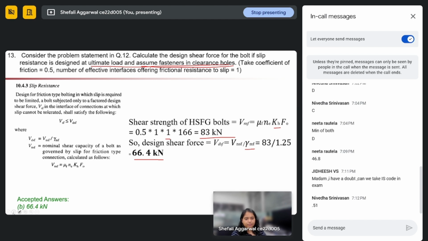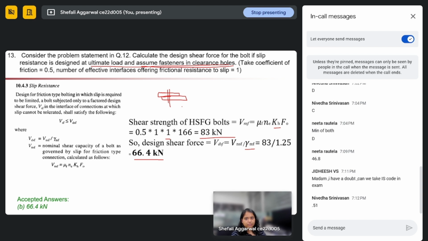Regarding the value of NE, it was given that the number of effective interfaces offering frictional resistance to slip is 1. In general, what exactly is this? What are the surfaces resisting the bolt? Is it related to the number of bolts, or how exactly do we define it? It is related to plates. If we have two plates, then our number of effective interfaces will be 1.